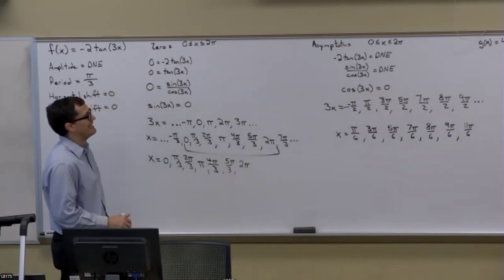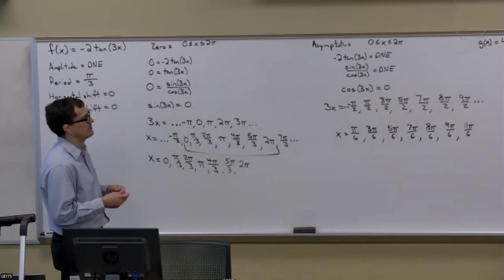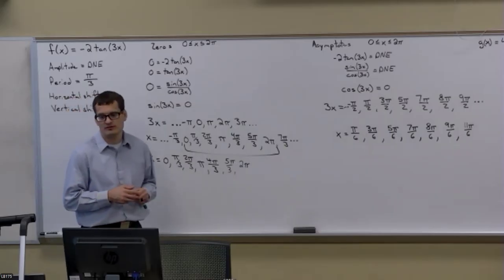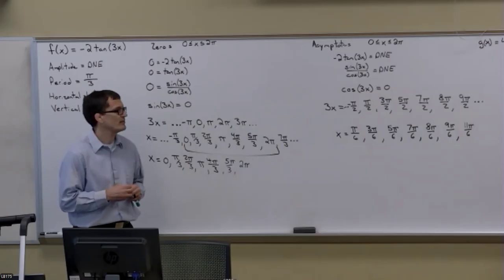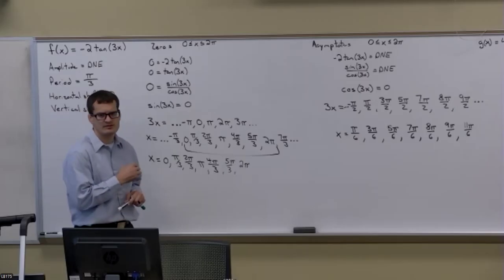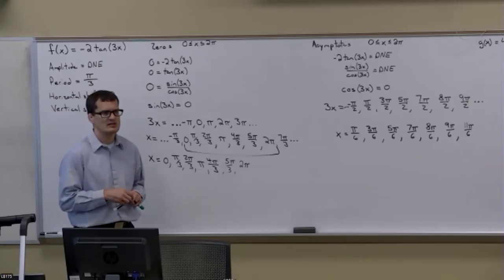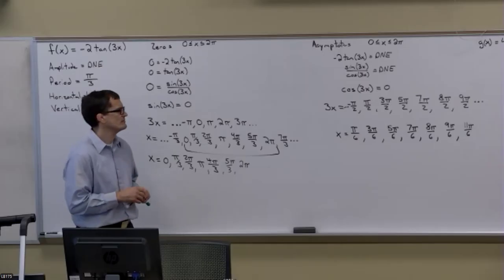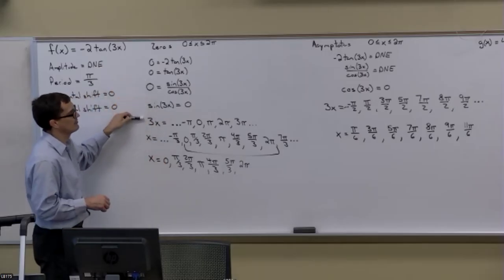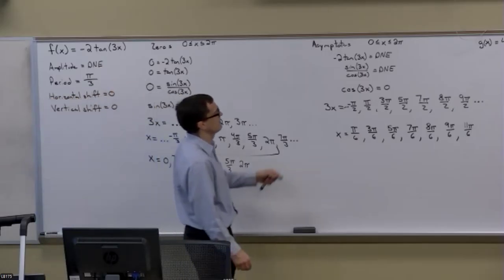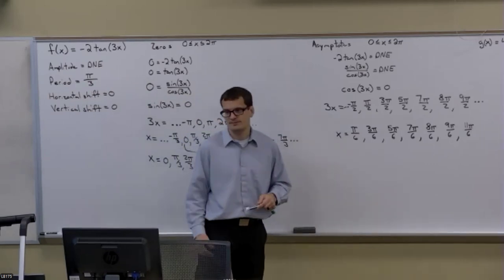And each one of those gives you an asymptote. Each one of those gives you a vertical asymptote, in this case. Any questions about how I'm getting those? So when numerator's 0, you get zeros. When the denominator is 0, you get the asymptotes.